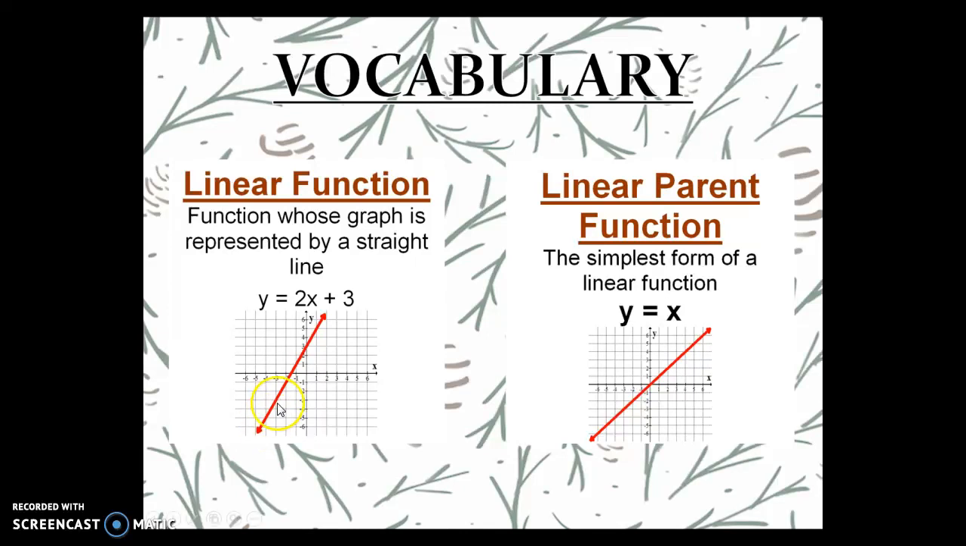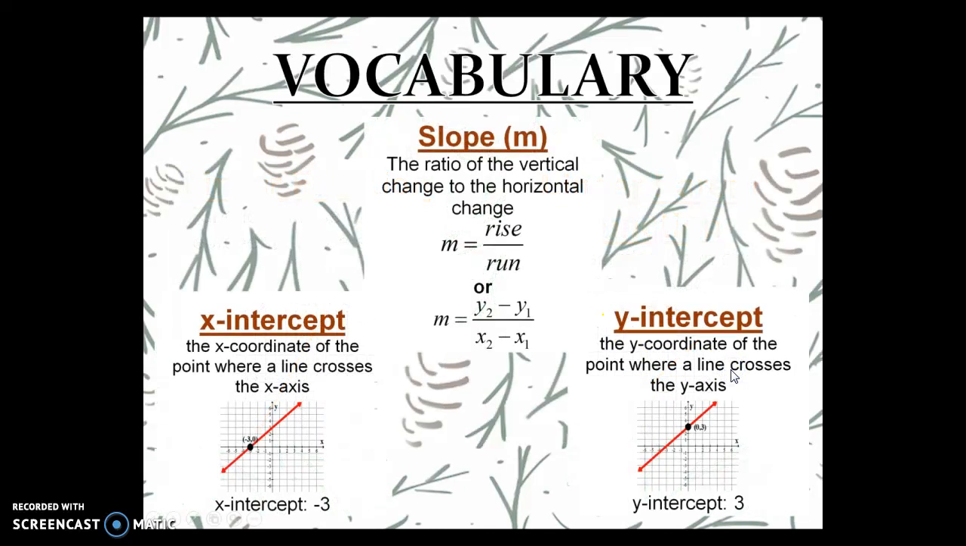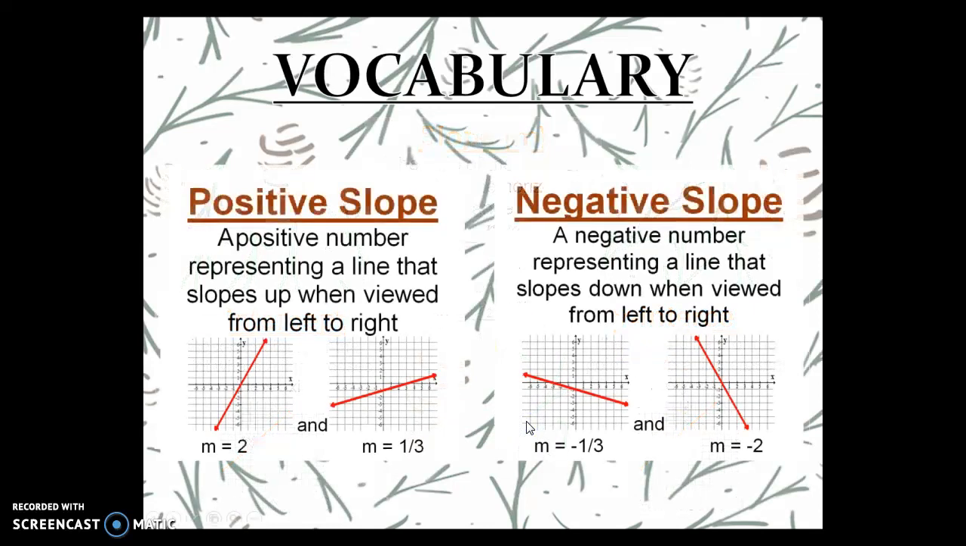A linear function is a straight line. The linear parent function is y equals x. The x-intercept is where the line crosses through the x-axis. The slope is rise over run, or the difference of y's over the difference of x's. The y-intercept is where the line crosses the y-axis.